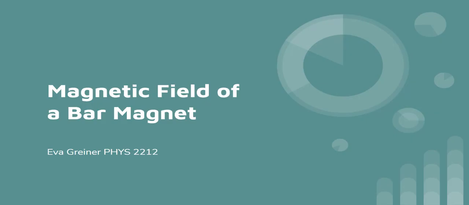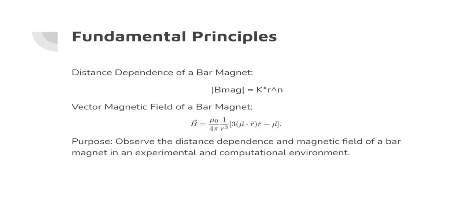Hello, in this lab experiment we observed the magnetic field of a bar magnet using a magnetometer app on our phones. So for our fundamental principles, we first had to observe the distance dependence of a bar magnet, so as you get farther away, the magnetic field will lessen.